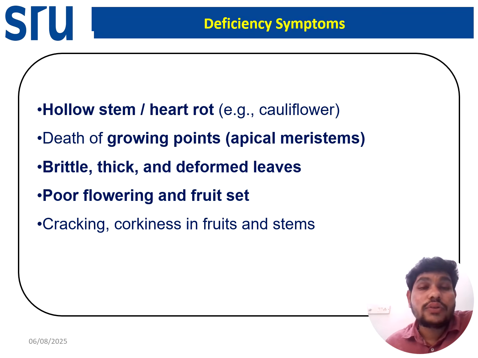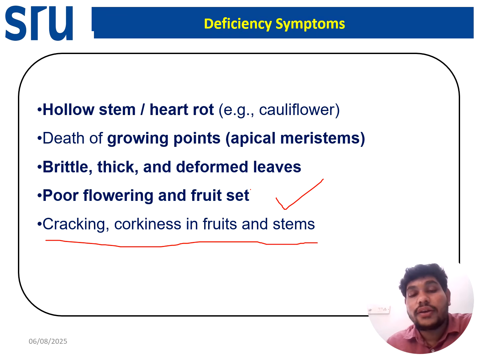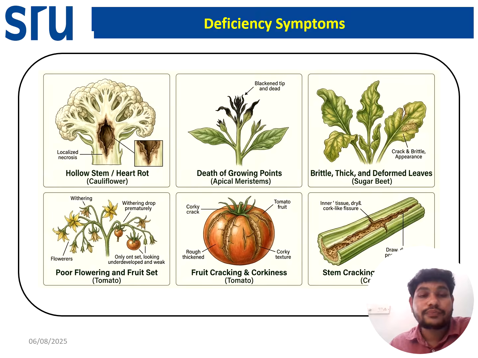Due to the deficiency of boron, there is deformation of leaves; we will see thick, brittle leaves. Fruit setting and flowering will not be good because boron deficiency affects pollen formation. Then cracking and corkiness in the fruits and stem are the major symptoms we will see.